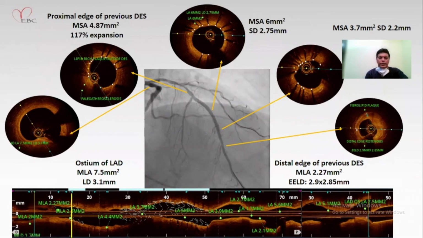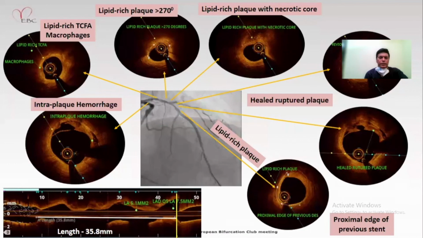And then if you see the diagonal, this is the proximal portion of the LAD. You can see there is a lipid-rich plaque, plenty of macrophages, healed previous plaque rupture, and intraplaque hemorrhages. You can see very nice plaque, a lot of plaque burden proximally.